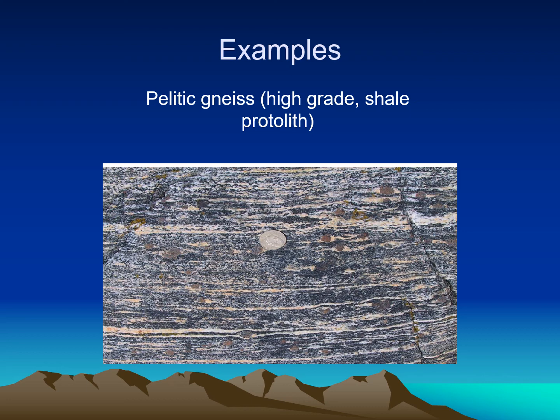Okay, so this is a sample of banded gneiss that had a shale parent rock. A shale gets buried enough in a mountain range that it's eventually going to turn into banded gneiss. Somewhere along the way, it's going to turn into garnet mica schist. And what has happened here is that the garnets have not been destroyed. And of course, the quarter is there to act as scale.